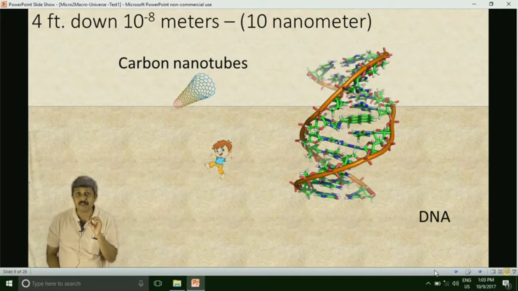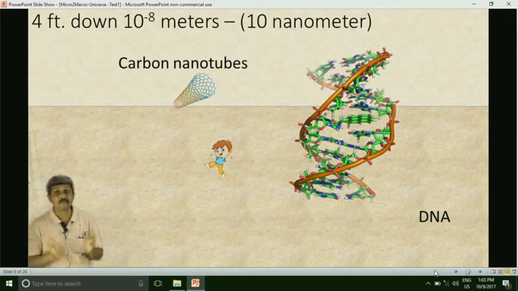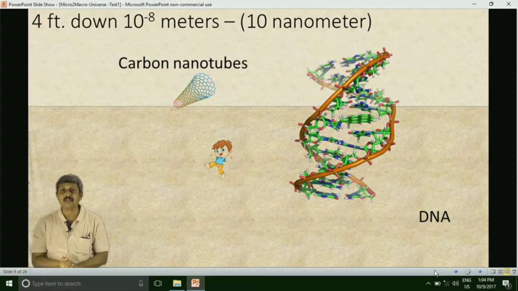You are 10 nanometers. Okay, how much is 10 nanometers? You take 1 micrometer and cut that into 1,000 parts. You get 1 nanometer. Ten of them is 10 nanometers. So now you are at the 10 nanometer scale, and what you are seeing there is a DNA. What is DNA?